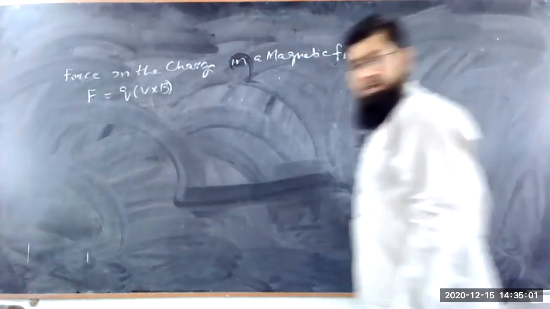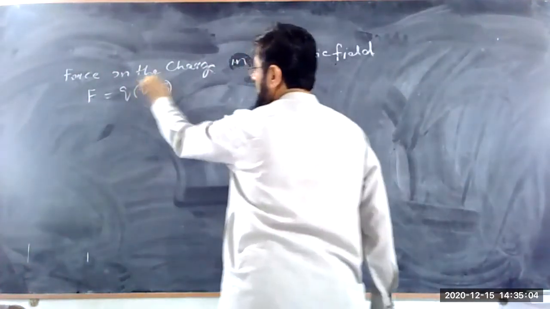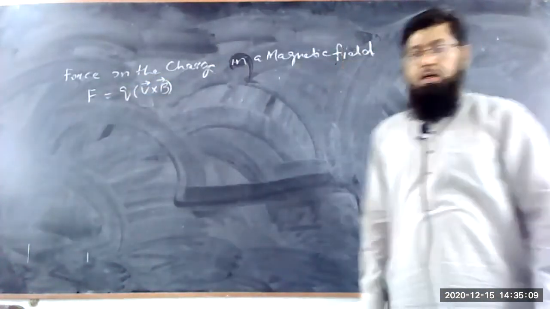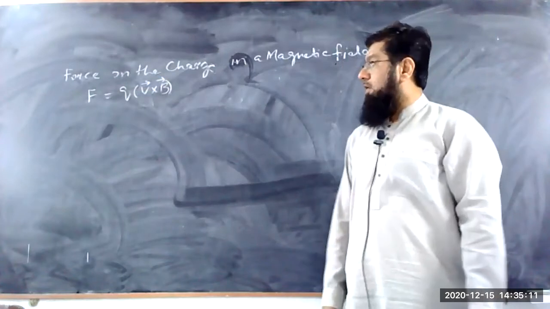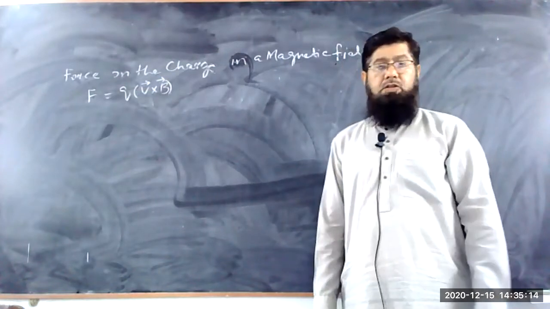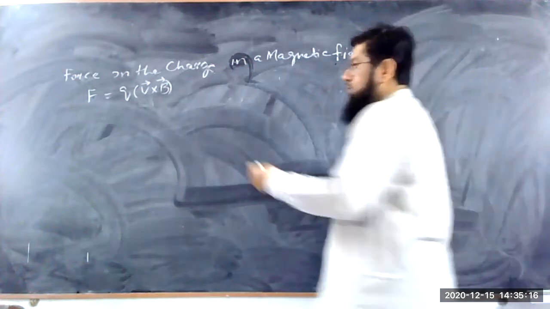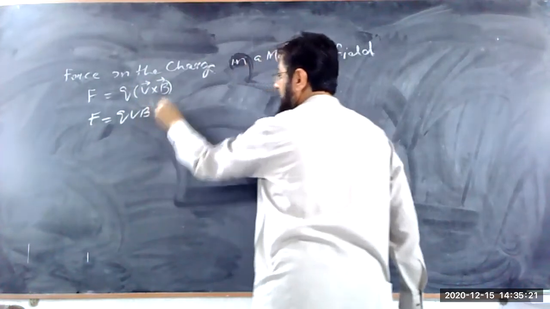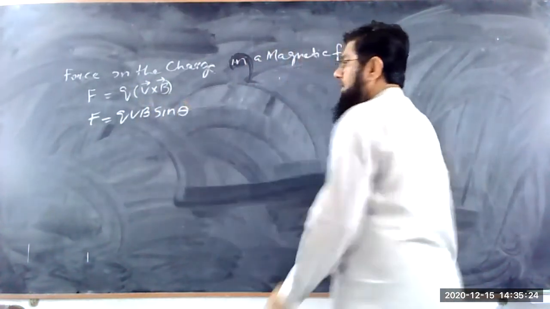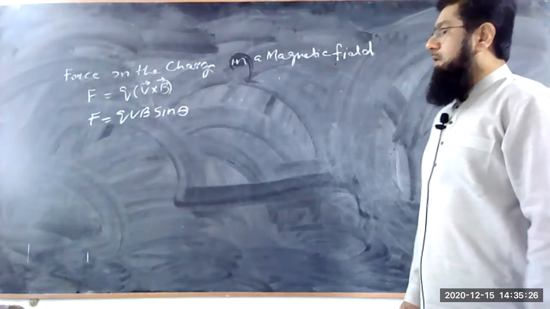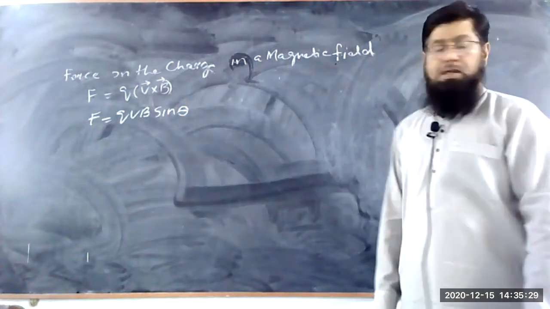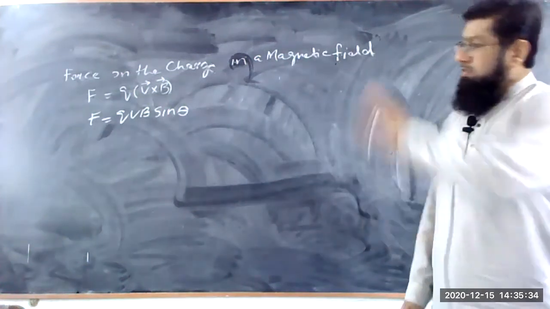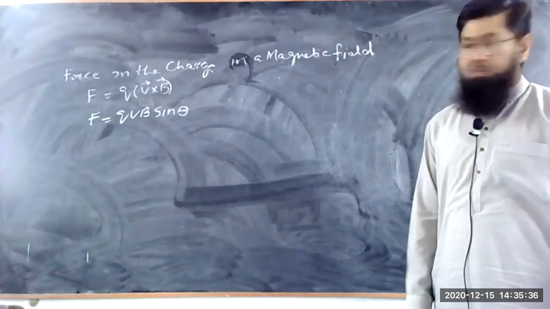So this indicates that the force F depends upon the magnitude of the velocity, the magnitude of the magnetic field, and the magnitude of the charge. So here this force F is equal to q v B sin θ, and θ is the angle between v and B. We call this force the magnetic force on a charged particle when the charge is in a magnetic field. This is what we have discussed in our previous lecture.